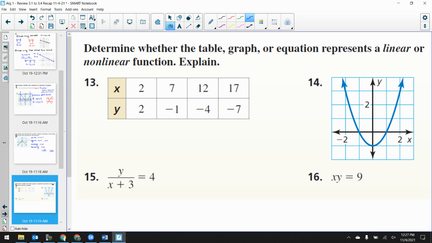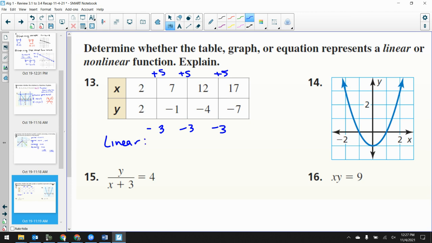Today. Lizzie, what's my change in x? +5. Good. And what's my change in y? -3. Good. So it's constant throughout. So what can we say? Is it linear? Yes, it is linear.